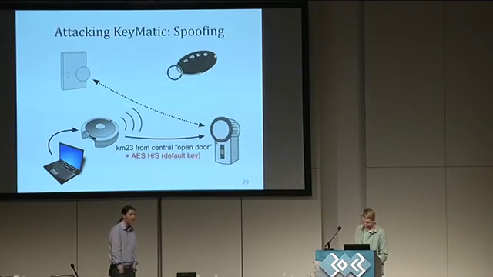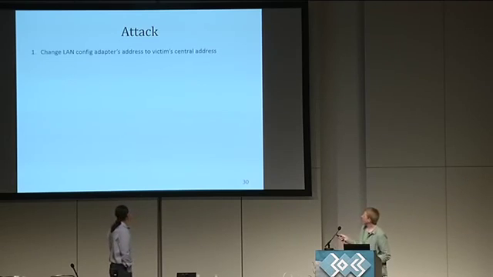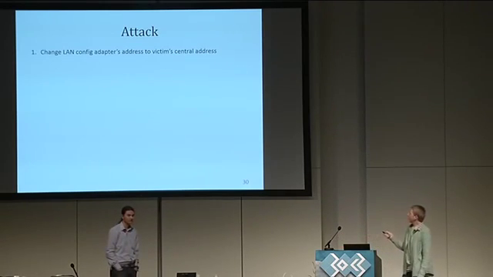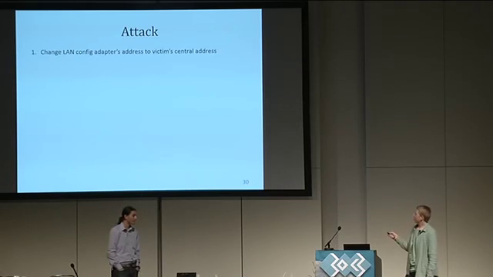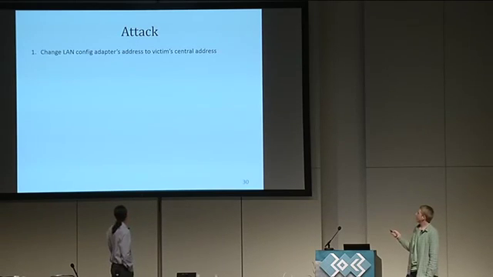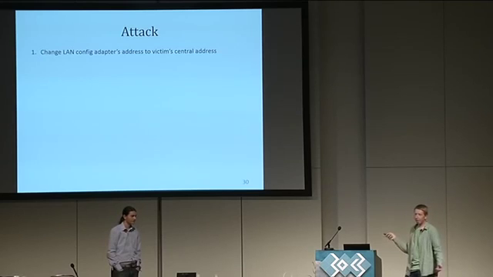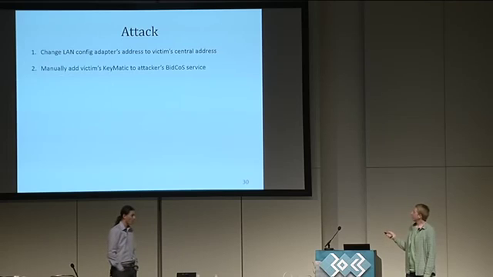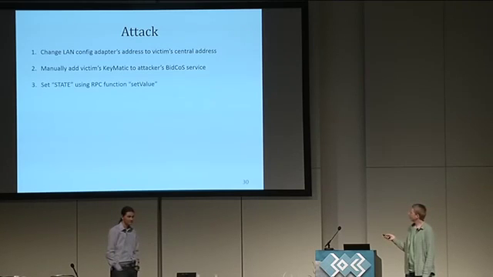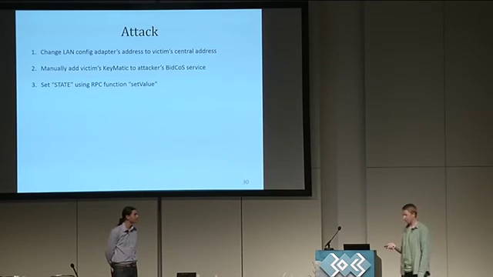What we need to do is, first, change the address of the LAN configuration adapter to the address of the victim central. Otherwise, the KeyMatic wouldn't accept our packets. Then we need to manually add the victim's KeyMatic to the bitcoin service. After that, we can just use the RPC function setValue again to set the state of the KeyMatic. In this case, the state would be lock or unlock the door.